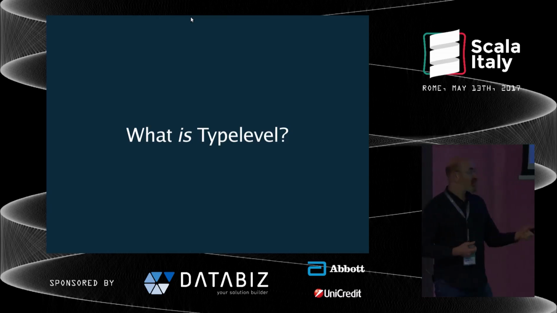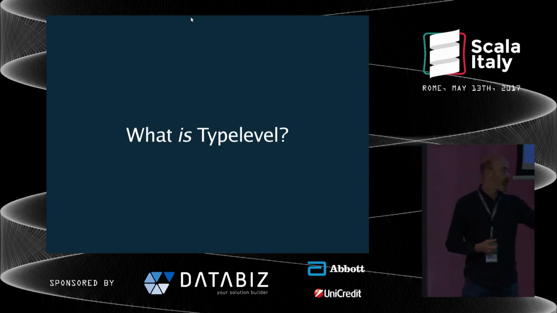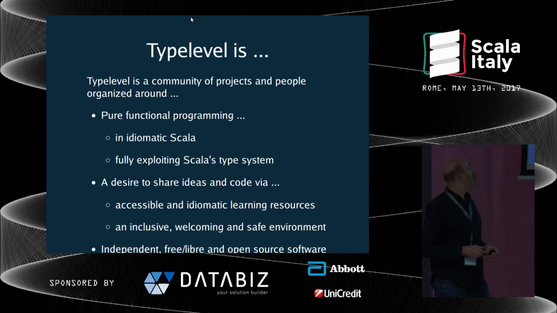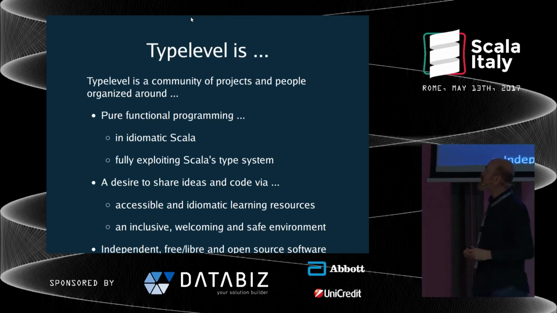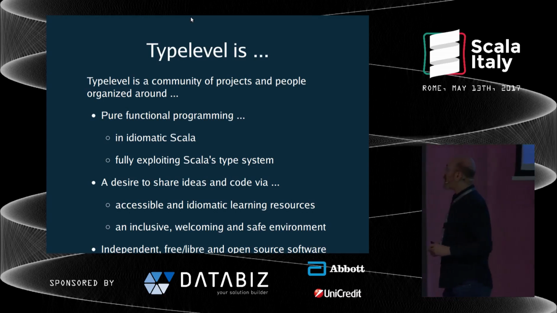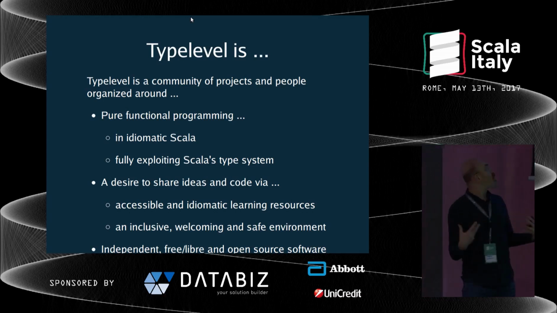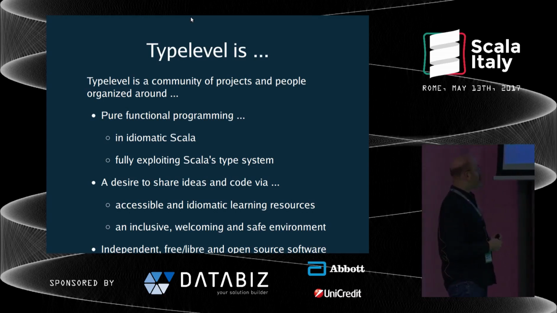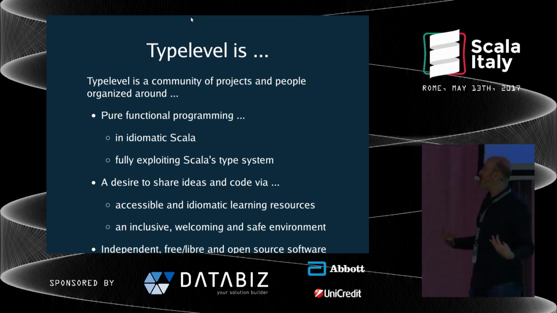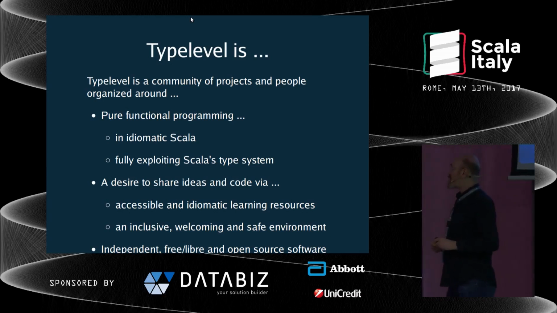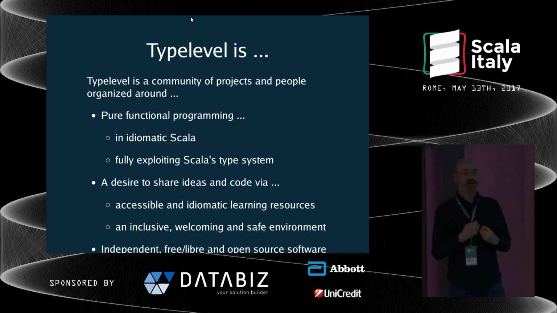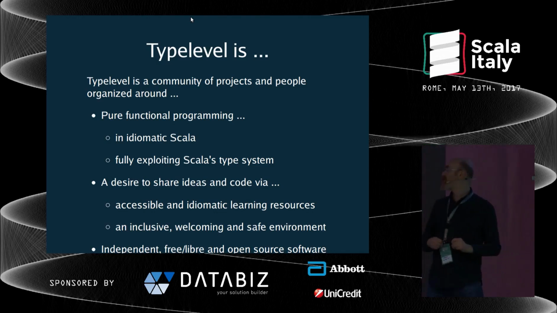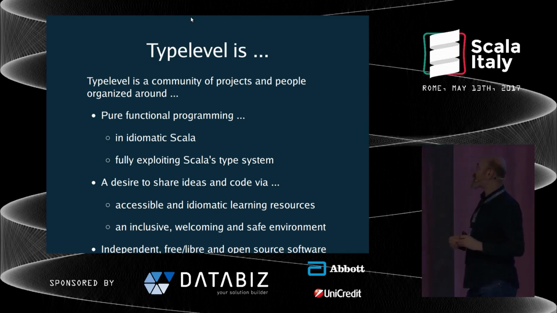Given that that's what we're trying to do, Typelevel is, well, it's a community. It's a community of projects, and it's a community of people, which are organized around technically pure functional programming. We are definitely functional programmers. State should be managed, controlled. Referential transparency, purity, these are all very important things.